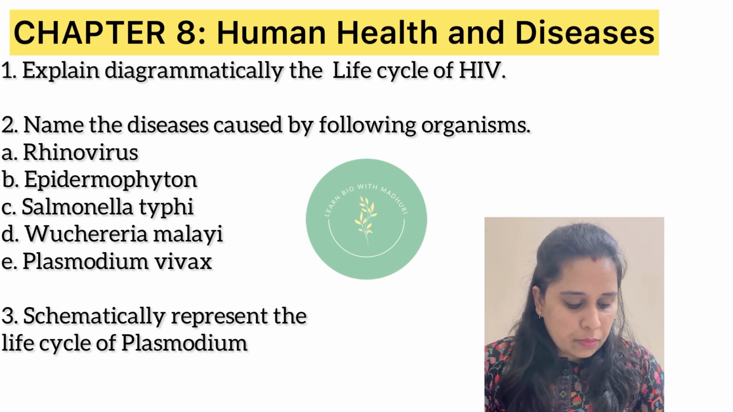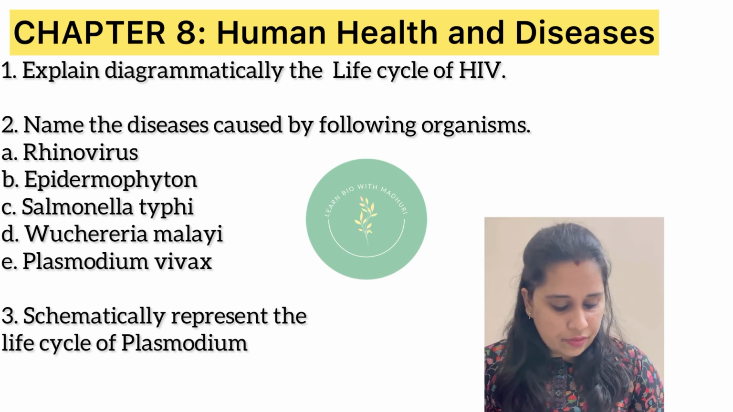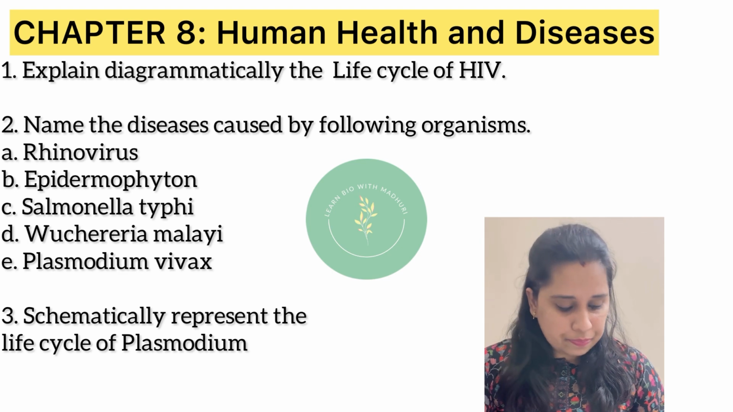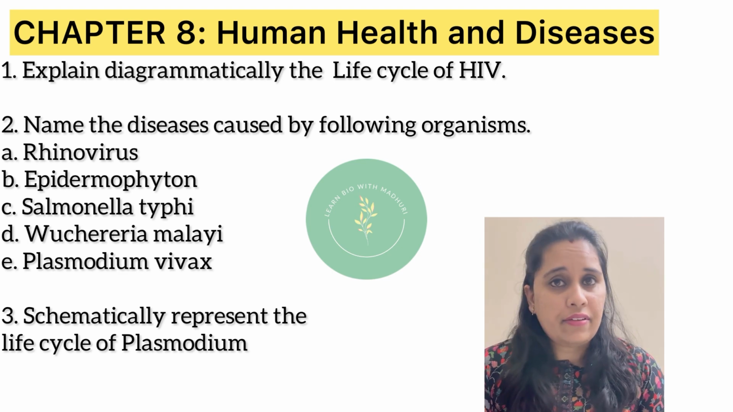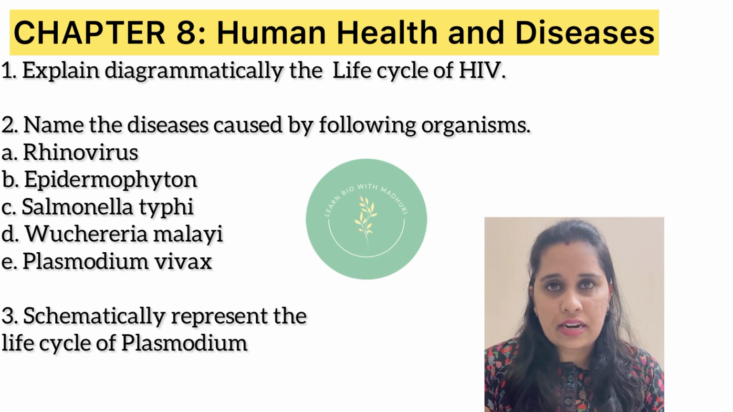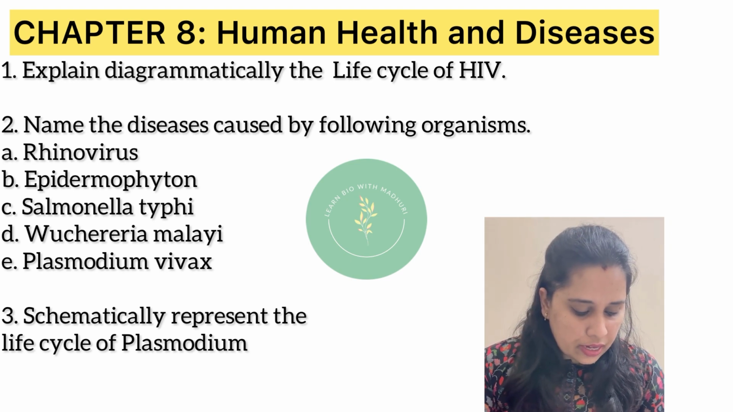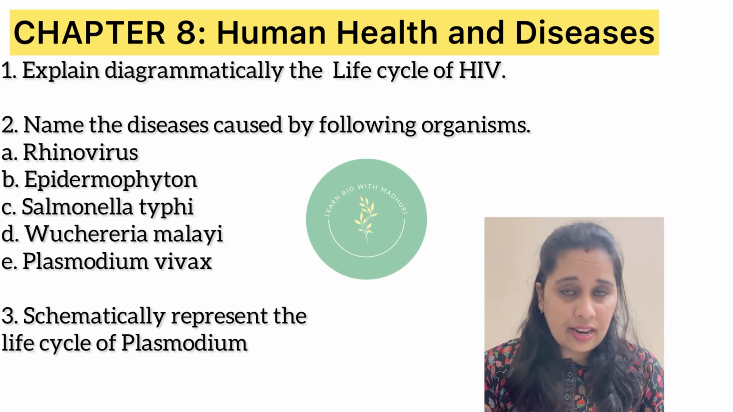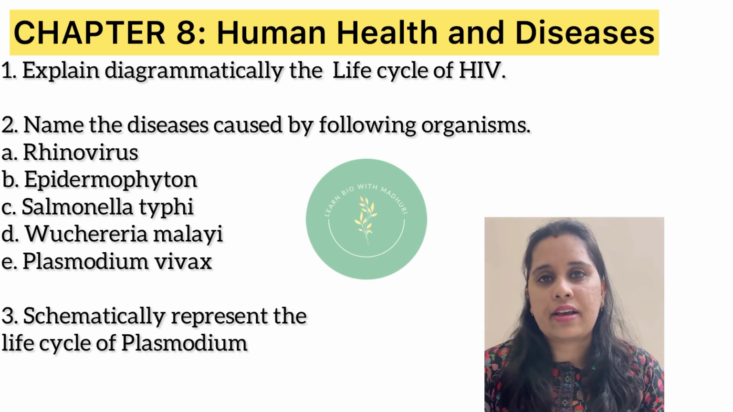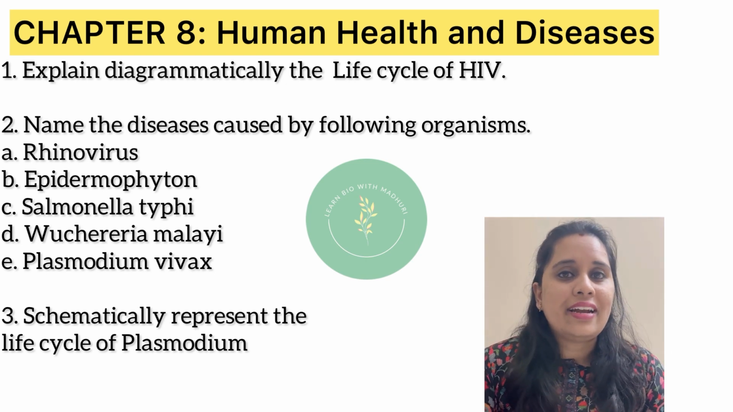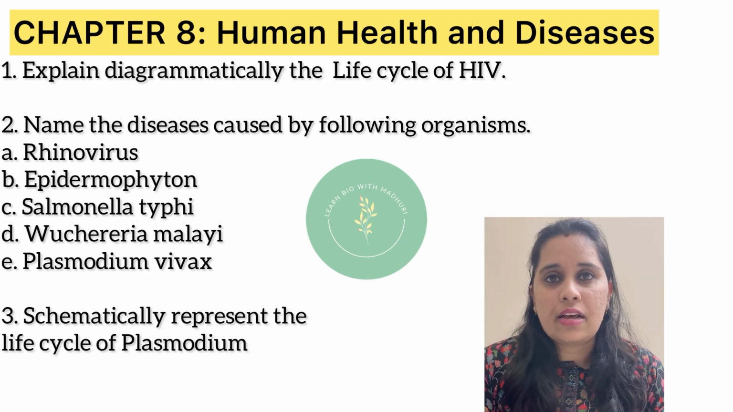B, epidermophyton. C, Salmonella typhi. D, Wuchereria malayi. E, Plasmodium vivax. Okay, this is all like one word answers. So you can attempt these kind of questions. Question number 3, schematically represent the life cycle of Plasmodium vivax. Even this question is easy. Try attempting the schematic diagram.